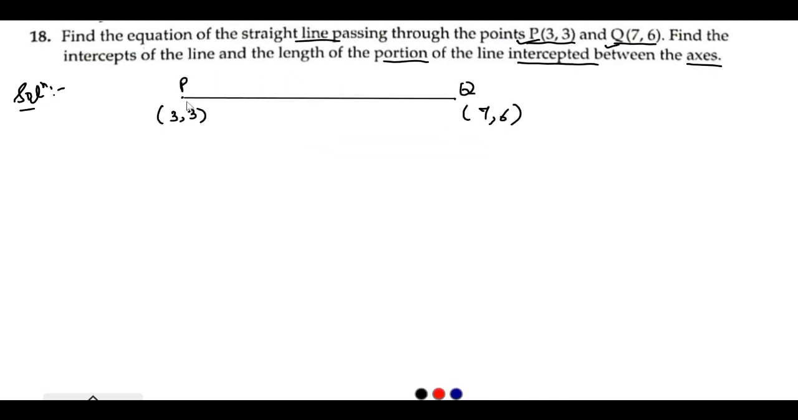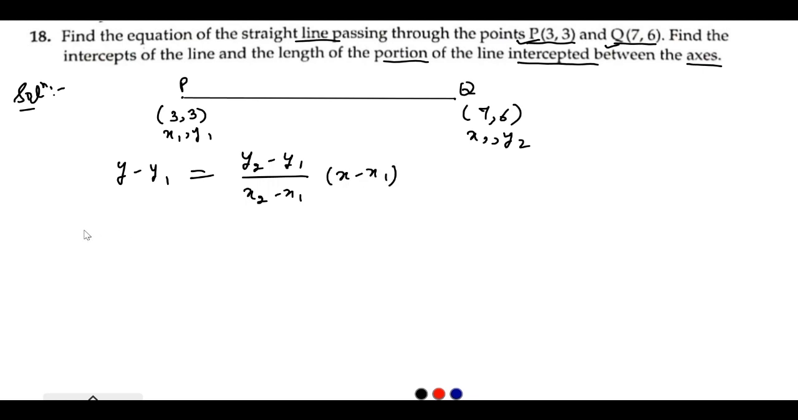This is point P, 3, 3. This is point Q, 7, 6. x1, y1, x2, y2. Equation of a straight line passing through two points is y minus y1 is equal to y2 minus y1 upon x2 minus x1 into x minus x1. Now put the values. So equation of PQ, y1 is 3, y2 is 6, x2 is 7 and x1 is 3.